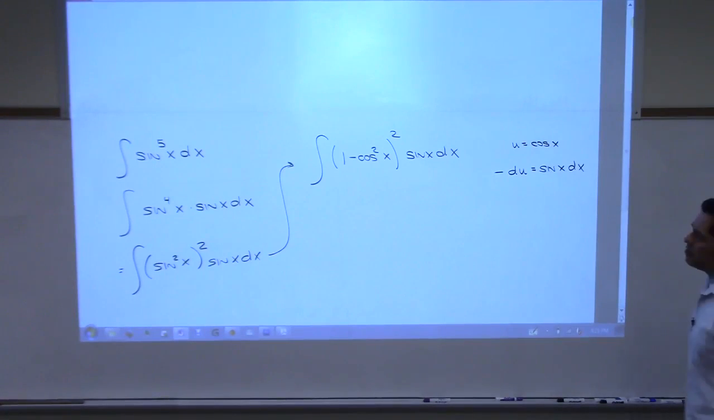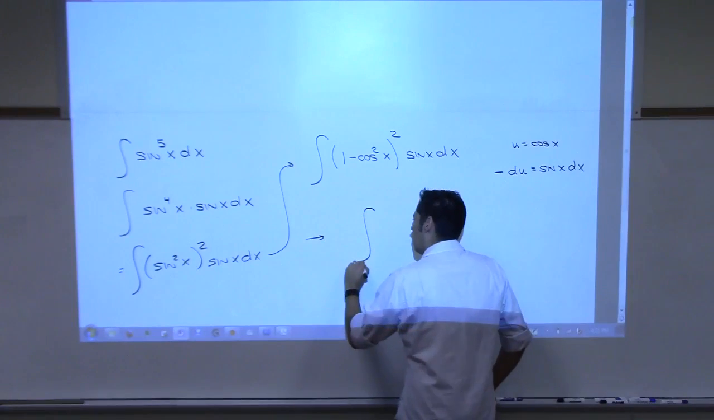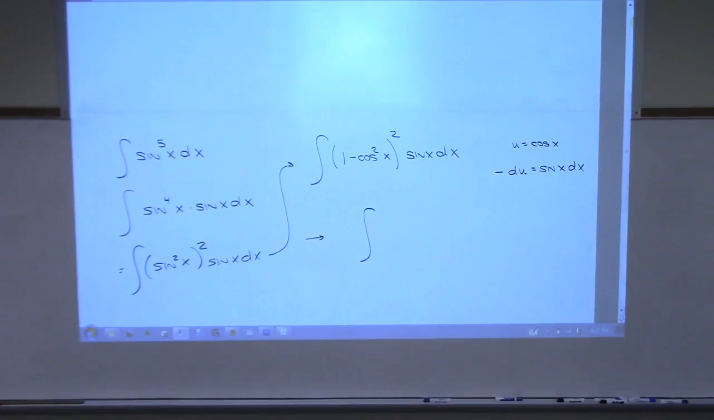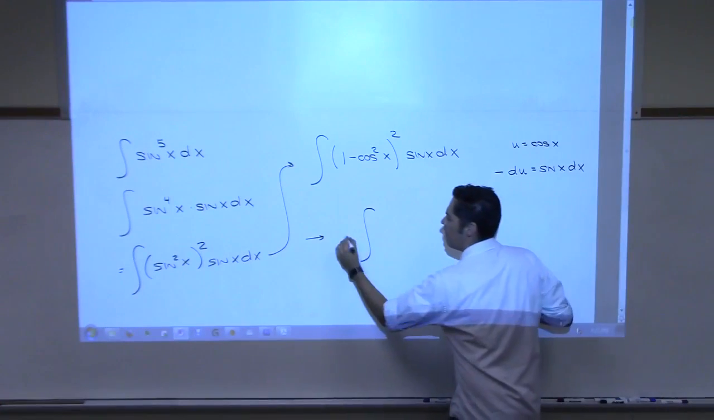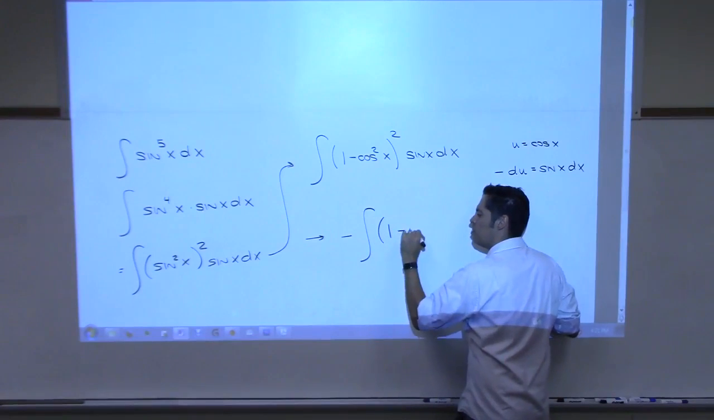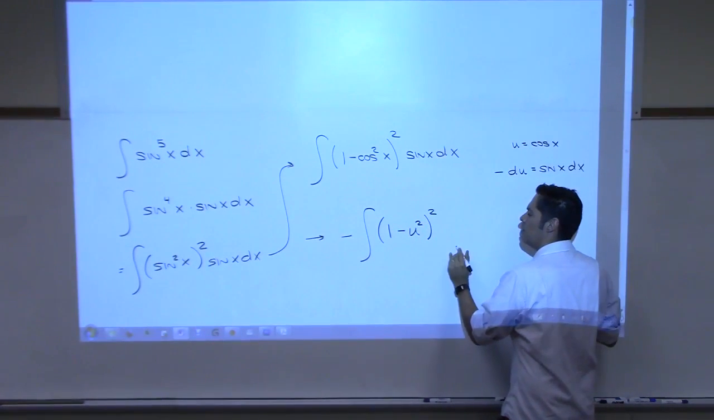So when I rewrite this integral, what have I got? Put the negative now outside? Okay, negative out here, 1 minus u squared, that quantity squared, times du.